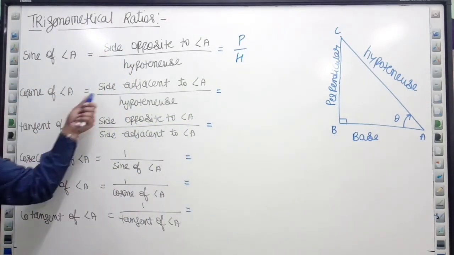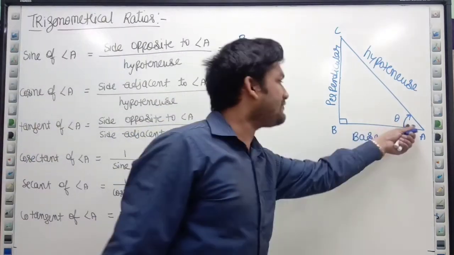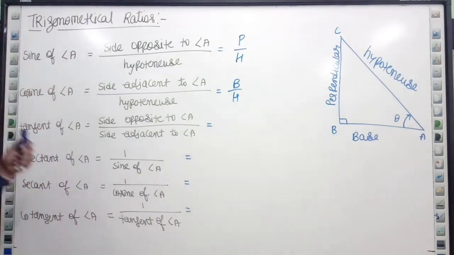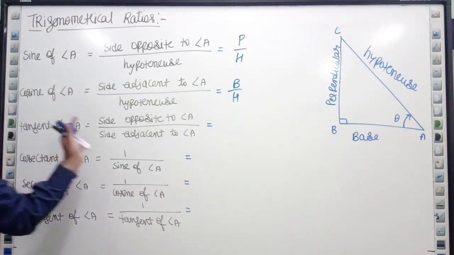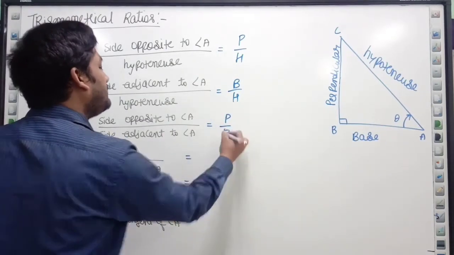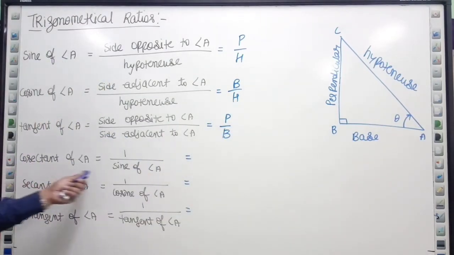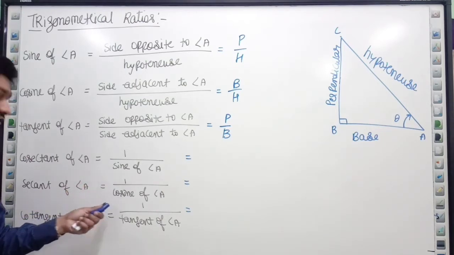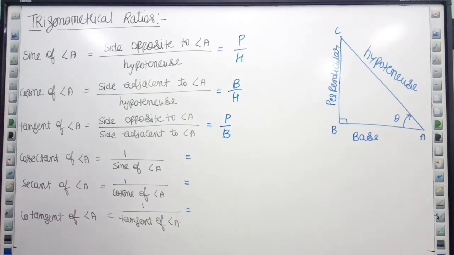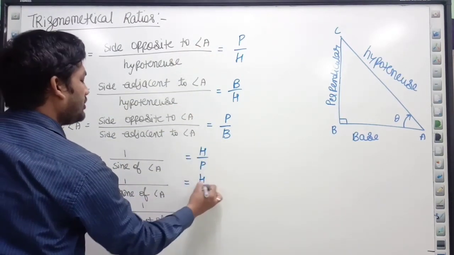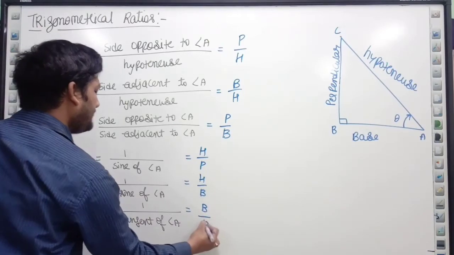Cosine of angle A is the side adjacent to A. Adjacent to A is what? Base, right? So we can say base upon hypotenuse. Tangent of angle A is the side opposite to angle A upon the side adjacent to angle A, meaning perpendicular upon base. And cosecant of angle A, secant of angle A, cotangent of angle A are the reciprocals of sine of angle A, cosine of angle A, tangent of angle A. So we can write the reciprocals: h upon p, h upon b, b upon p.